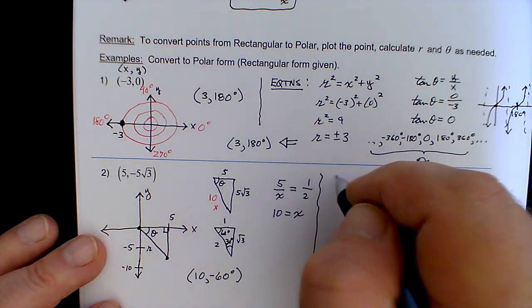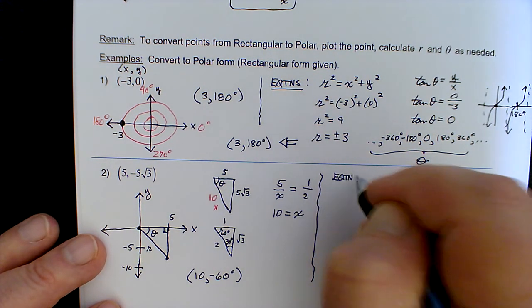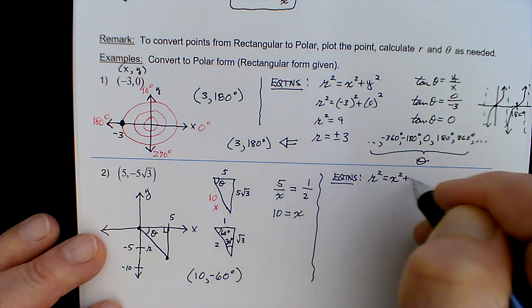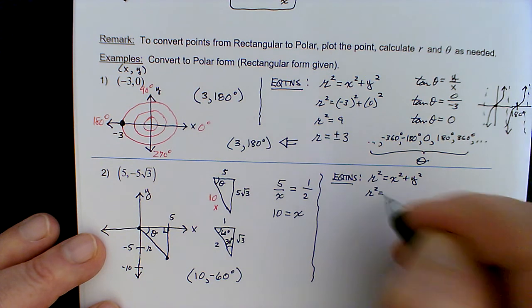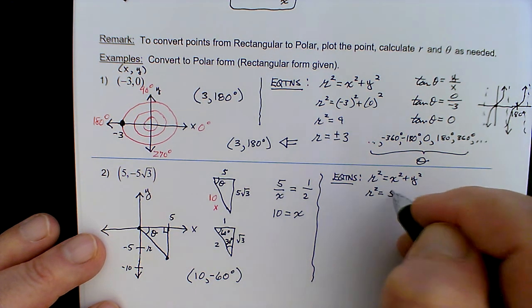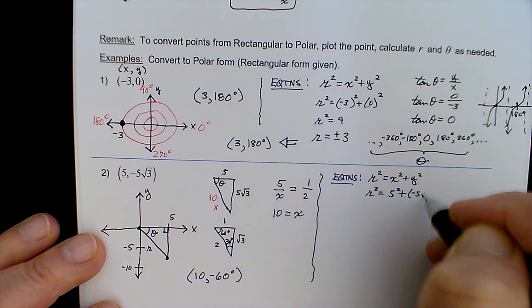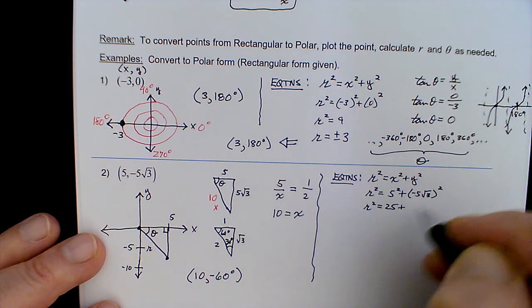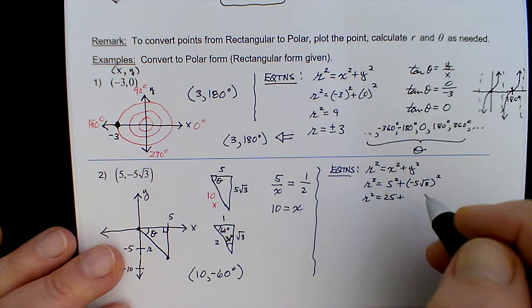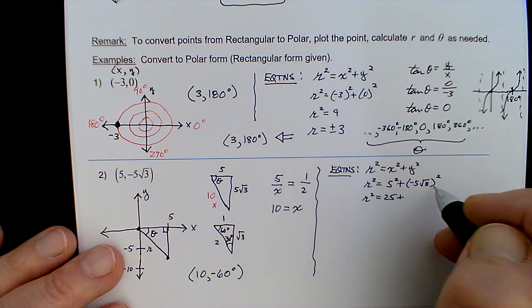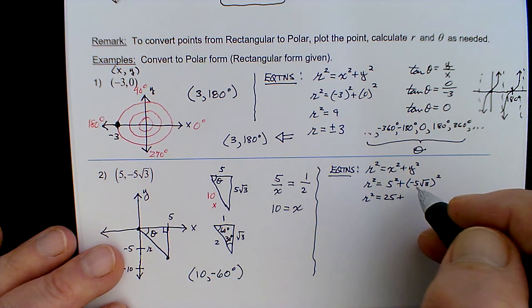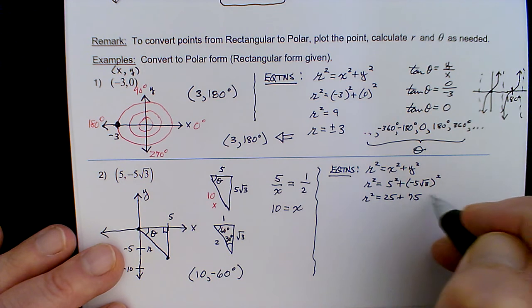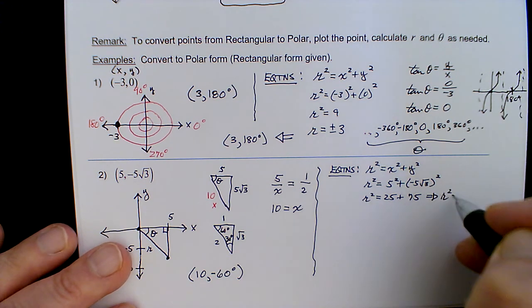Or you could use equations. Equations are sometimes a little bit trickier, though. Not for r squared. R squared is always going to be easy. Let's just plug it in. The x value, 5, has to be squared. Y value, negative 5 radical 3, has to be squared. So r squared would be 25 plus. Okay, when you square a product of an integer and a radical, you got to square both of them and multiply. So negative 5 squared is 25, radical 3 squared is 3, so that's 75. So then we get r squared is 100.